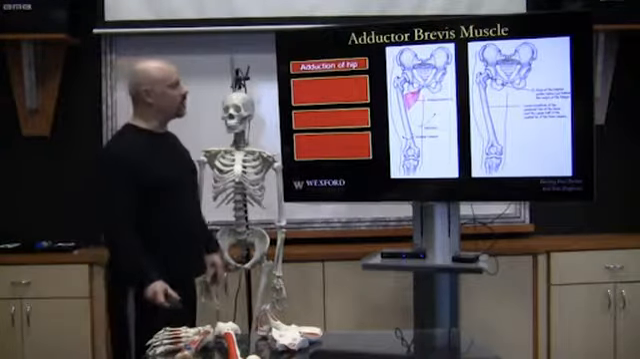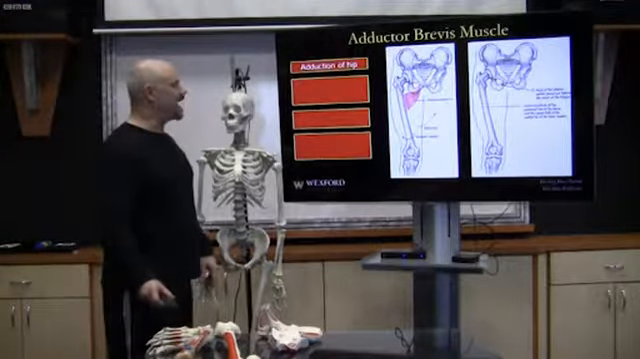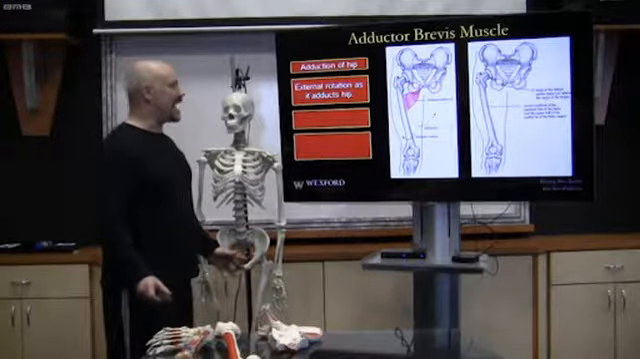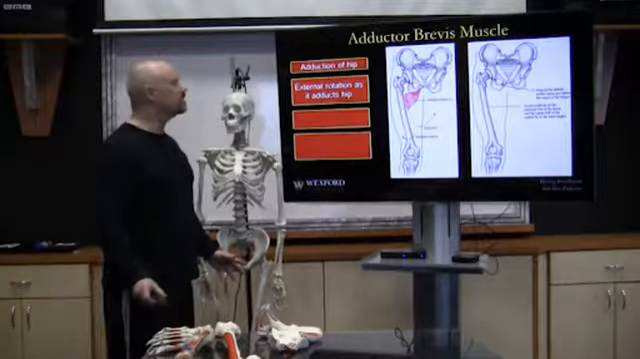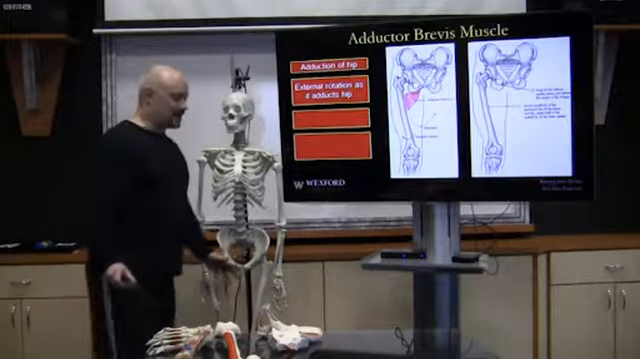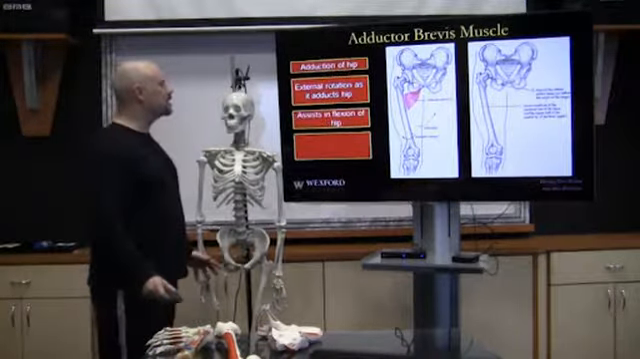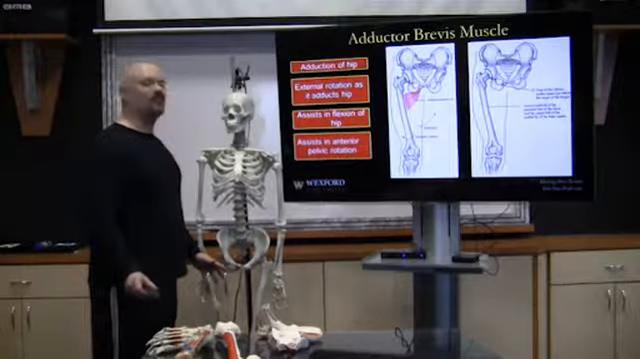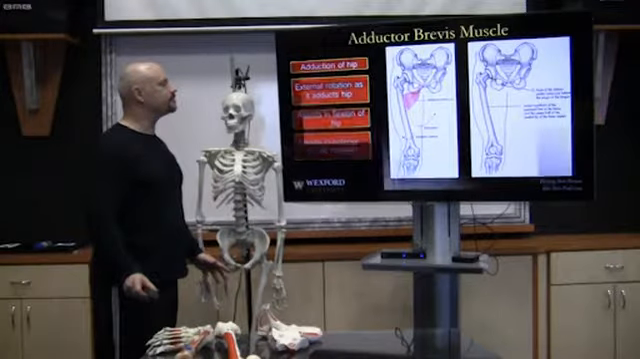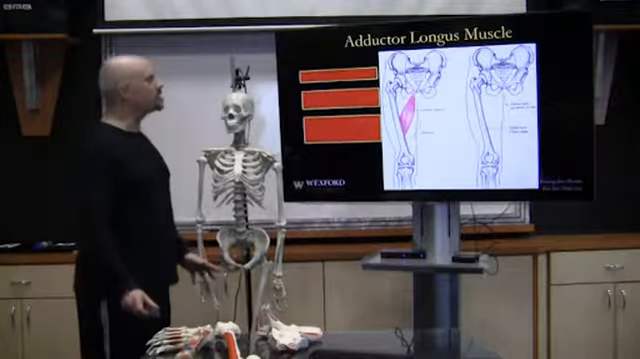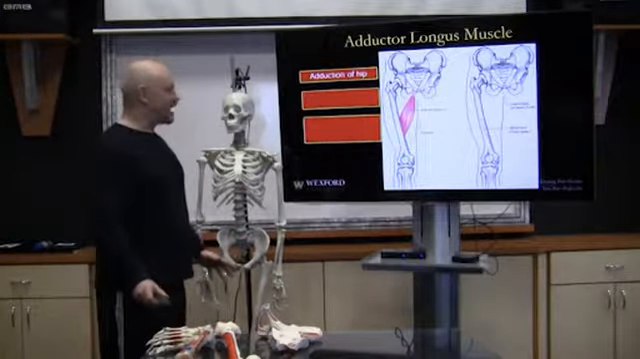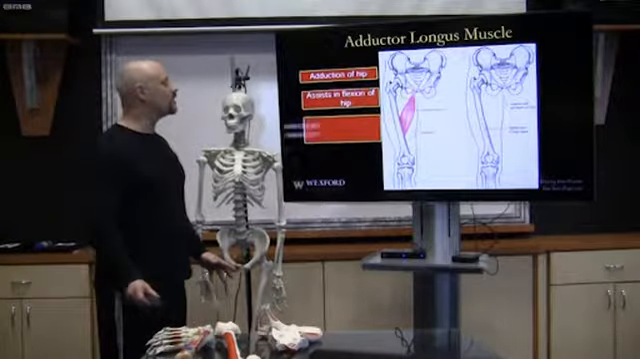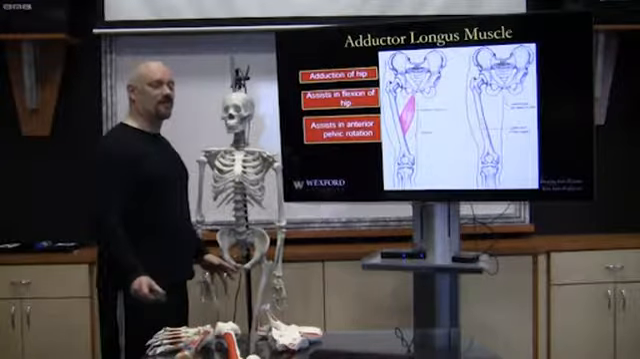Now the adductor brevis muscle: adduction of the hip, external rotation as it adducts the hip. So as it adducts, it externally rotates. It assists in flexion of the hip, and assists in anterior pelvic rotation. Adductor longus muscle: adduction of the hip, assists in flexion of the hip, and assists in anterior pelvic rotation.